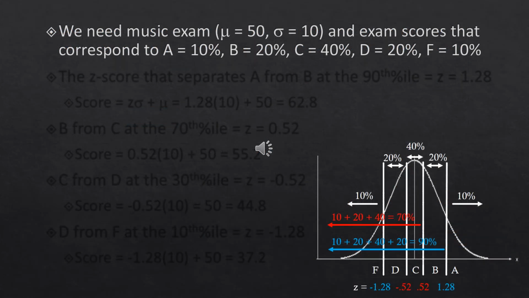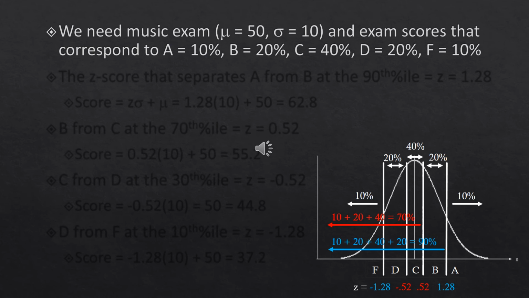So we learned from the z-table that the z-score of 1.28 separates 10% of the distribution in the tail from 90% in the body. And that for us is going to separate an A from a B, and a minus 1.28 will separate an F from a D. We also learned that 0.52 separates 30% in the tail from the other 70% in the body. And for us, that will separate a B from a C and also a C from a D.